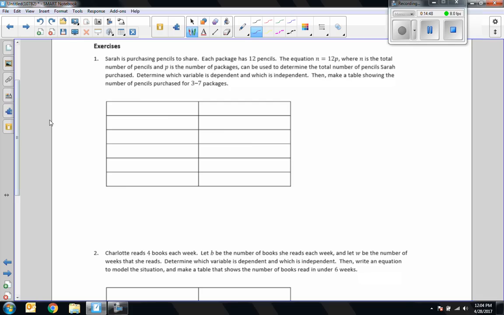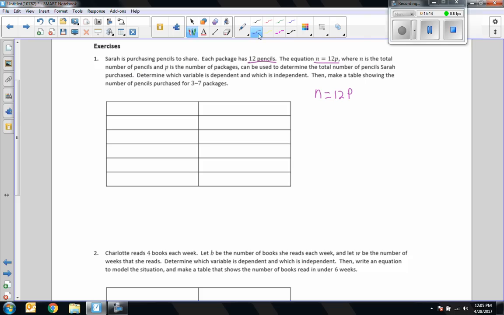Exercise. Now it's your turn. Try these 3. Come back, see how you did. Okay, so Sarah purchases pencils to share. Each package has 12 pencils. The equation n equals 12p, they gave us the equation, is our equation where n is the total number of pencils and p is the number of packages. It can be used to determine the total number of pencils Sarah purchased.